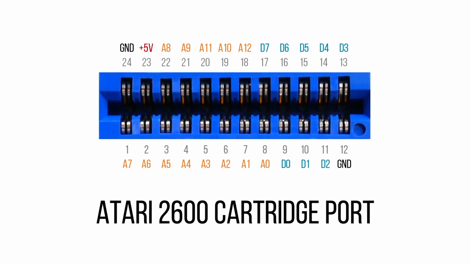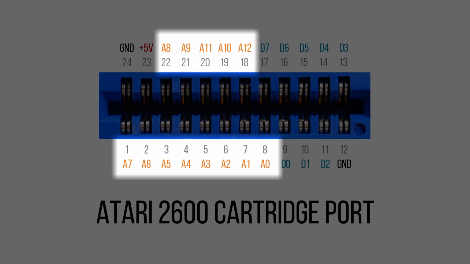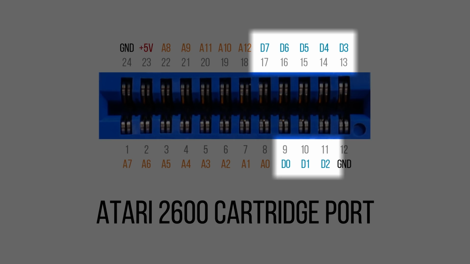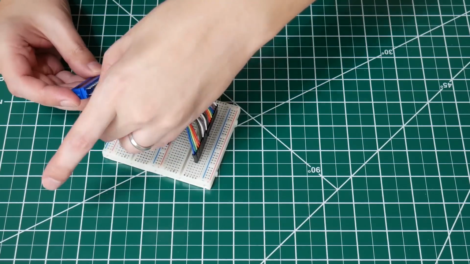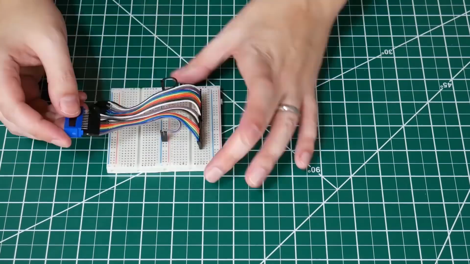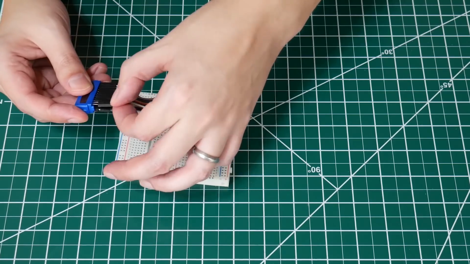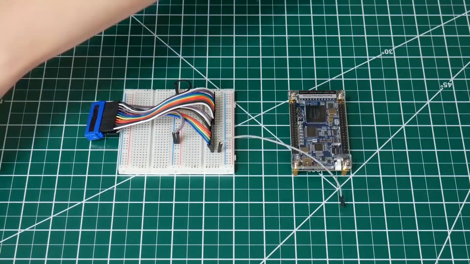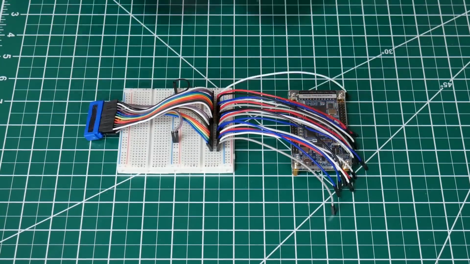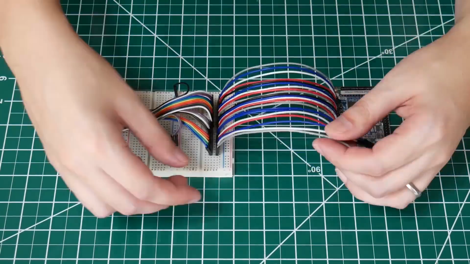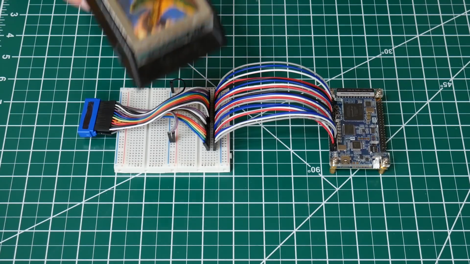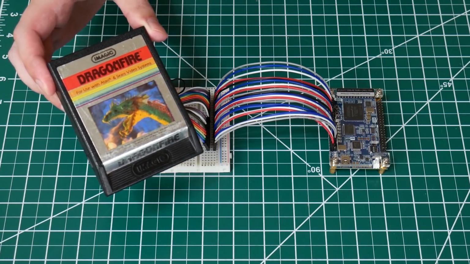This diagram shows the pinouts for the Atari 2600 cartridge port. Those starting with an A are address lines, and those with a D are data lines. We'll use this along with the DE0 Nano user manual to wire everything up correctly. And here it is. We use a game called Dragonfire for our testing, and I'll explain why shortly.